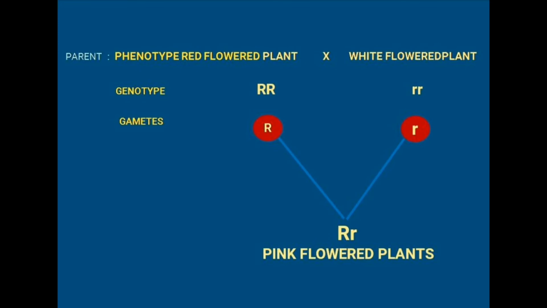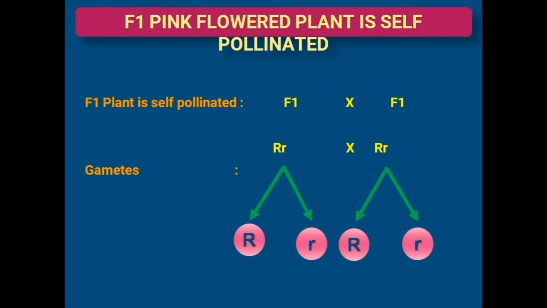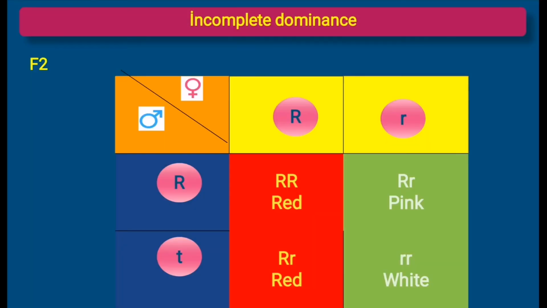Then when F1 is self-pollinated, the gametes of F1 are shown here, capital R, small r, capital R and small r, and the F2 ratio is represented in the Punnett square or checkerboard here. See, the first row and first column represent the gametes and all others are a deviation from normal Mendelian inheritance. Therefore, it is non-Mendelian inheritance.